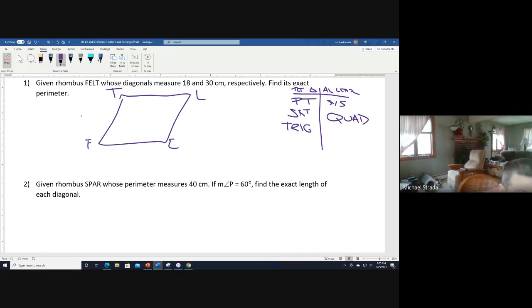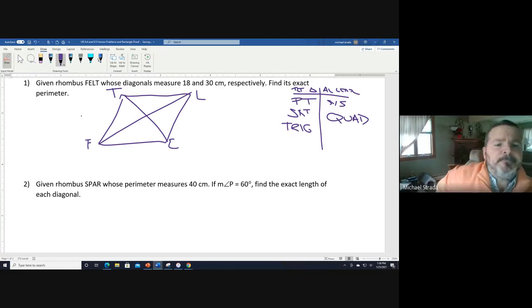Now, that one piece of information they give you is the diagonals. So it's probably going to make sense for us to draw in the diagonals. Okay. So I draw those in. And depending upon how you want it to be, you can draw it to scale or not to scale. It's not going to affect the problem. It says the diagonals measure 18 and 30 centimeters.